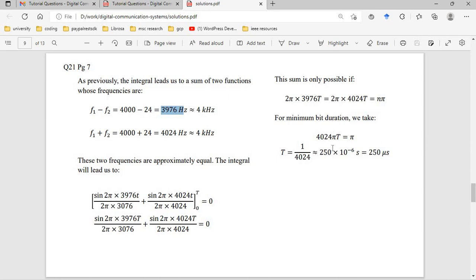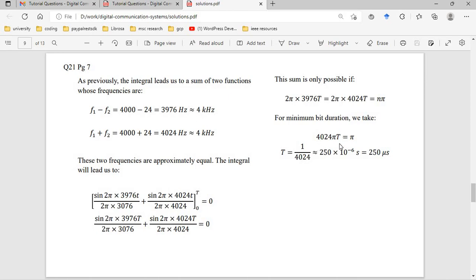Then for minimum bit duration, in this case we'll just take 4024 pi T equals pi. We said we take the most basic case when n is 1 for minimum bit duration. Notice we also ignore the value of 2 pi, because 2 pi is still equal to n pi. It's an integer multiple of pi, so we can ignore it.